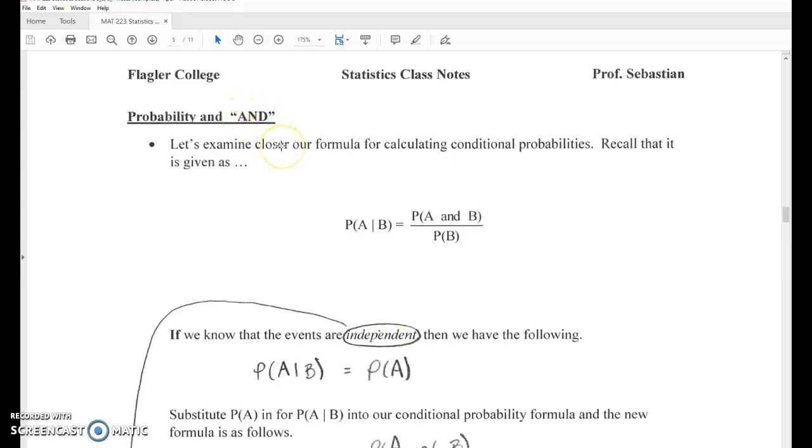So let's examine closer our formula for calculating conditional probabilities. Recall that the probability of A, given that we know B occurred, the probability of A given B, is equal to the probability of A and B divided by the probability of B, because we reduce the sample space to just B.